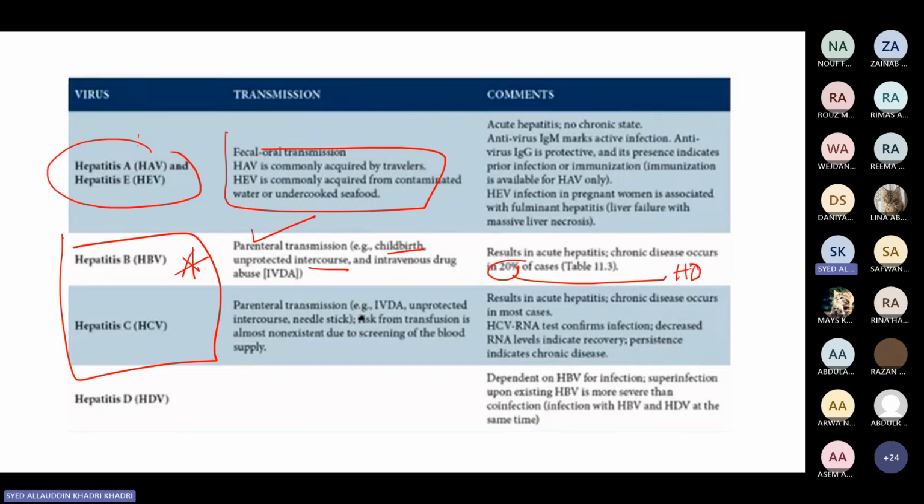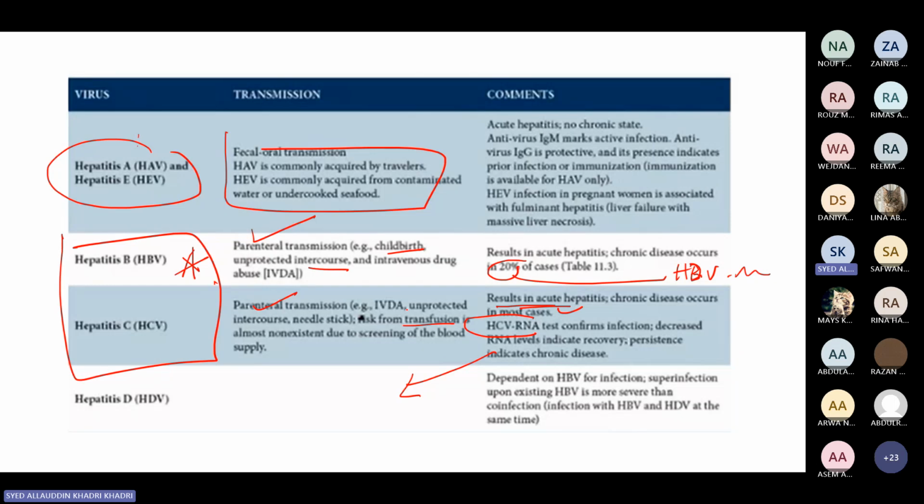And this is an MCQ which comes as compared to hepatitis C. It results in acute hepatitis. Chronic disease occurs in most cases, up to 80%. So again, parenteral transmission does occur, and you can see again unprotected intercourse, needle stick injury, and the risk from transfusion. Mashallah, Saudi Arabia has done a lot of work on transfusion screening. So HCV RNA in our case of Ibrahim was increased, confirms the infection, and RNA levels indicate recovery or persistence, and accordingly we can follow up the case.